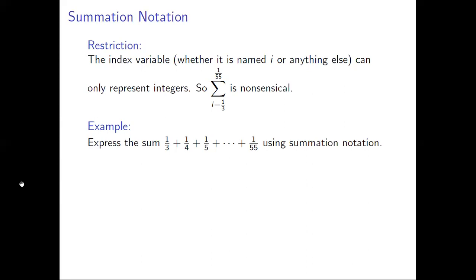So how do we express the sum using summation notation? There are many possible answers. One possible answer is this: the sum from i equals 3 through 55. So i is at all times an integer, but what we're doing is 1 divided by i. That's what we're adding up. We're not adding up i squared or anything. We're doing 1 divided by i.